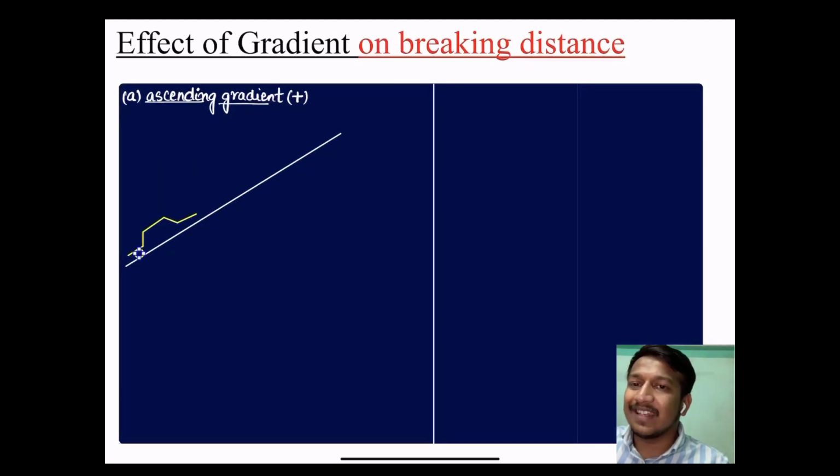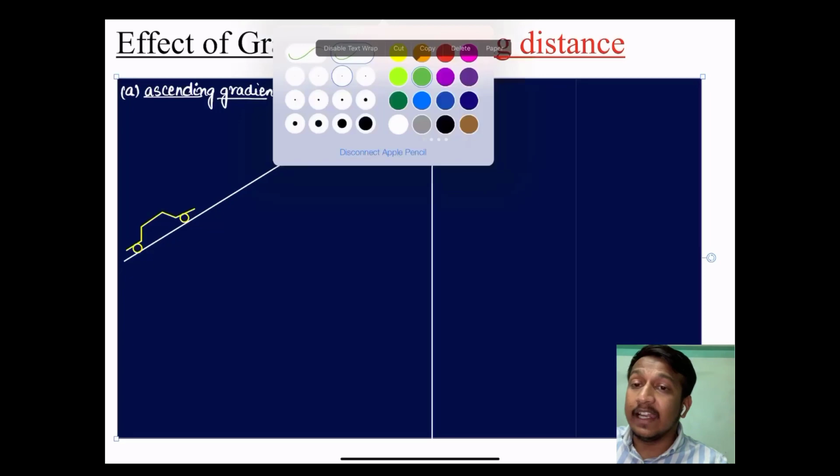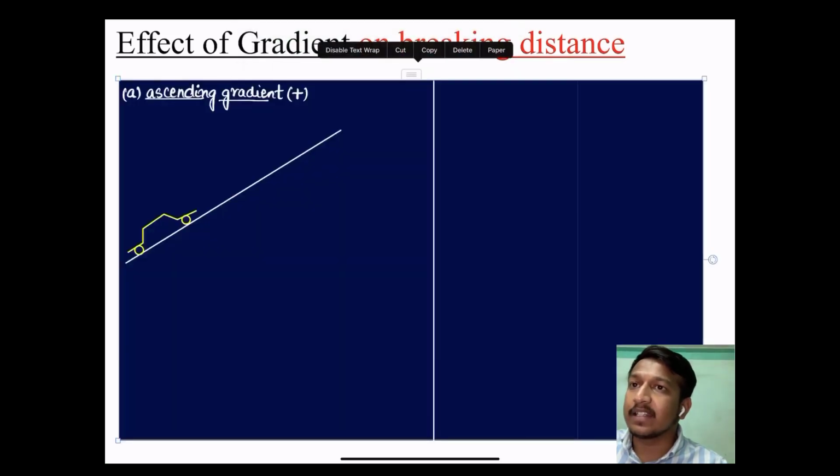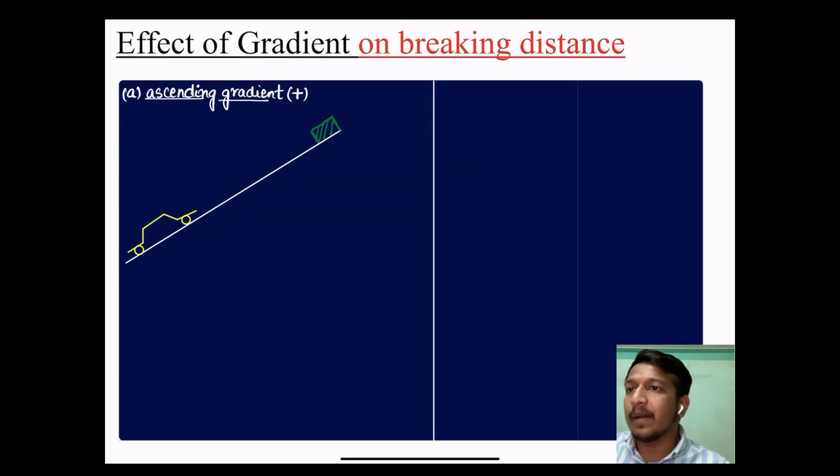There is no change in the lag distance. Lag distance remains the same whether it is on a plain road or a gradient, that is V into T. Only the braking distance gets changed because of the gradient. So the vehicle applies the brake after seeing the obstruction on a gradient, and stops safely without any collision.